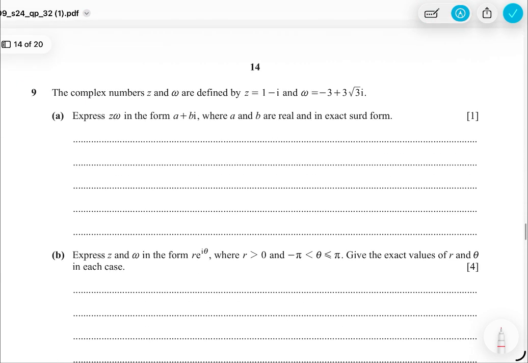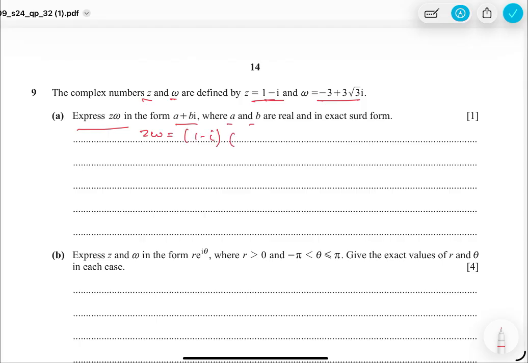So, shall we move on to the next question? Yes, let's move on to this one. This one is of complex numbers, all right? So, the first question is simple. They are asking, the complex number z and this are defined, and express this in this form, where a and b are real. Okay, so we have to multiply two complex numbers. So, to multiply them, the process is simple.